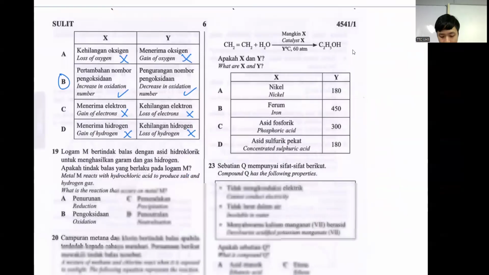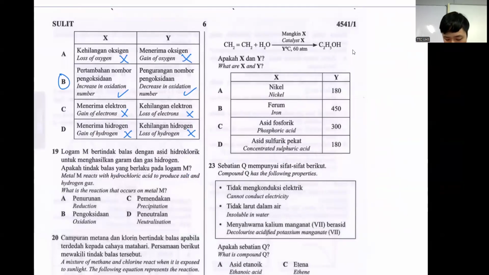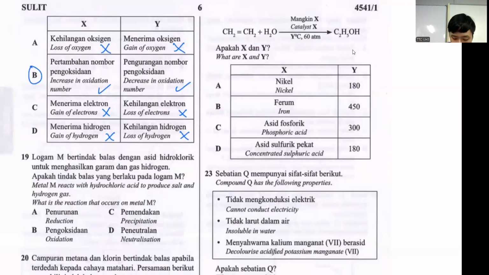Okay, 19. Metal M reacts with hydrochloric acid to produce salt and hydrogen gas. What is the reaction that occurs in metal M?